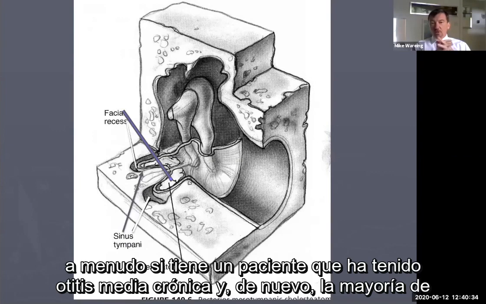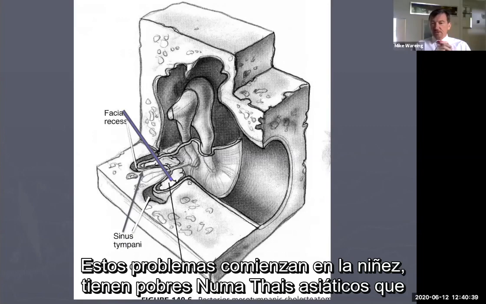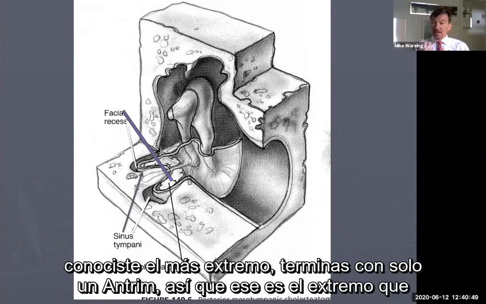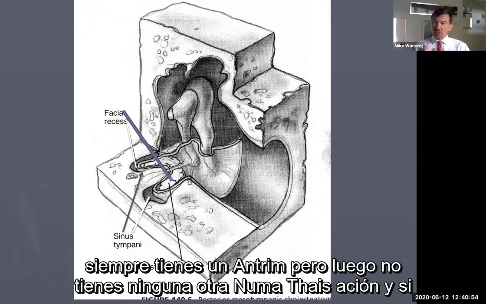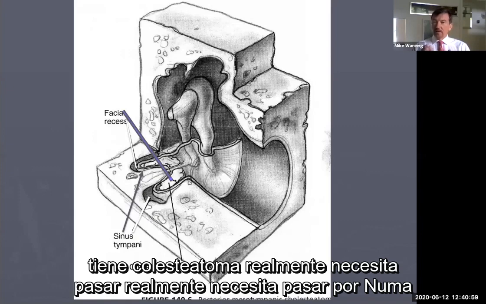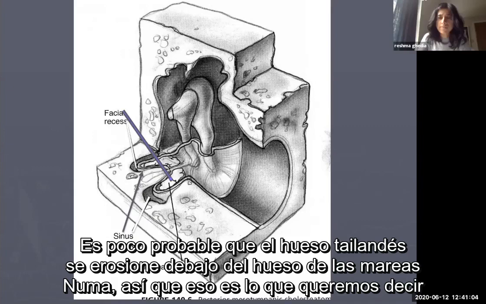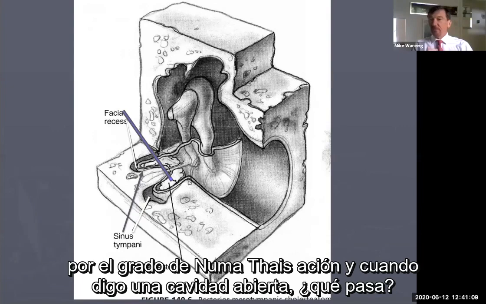And often, if you've got a patient who's had chronic otitis media, and again, most of these problems start in childhood, they have poor pneumatization. So at the most extreme, you end up with just an antrum. You always have an antrum, but then you don't have any other pneumatization. And if you've got cholesteatoma, it really needs to go through pneumatized bone. It's unlikely to erode unpneumatized bone. So that's what we mean by the degree of pneumatization.